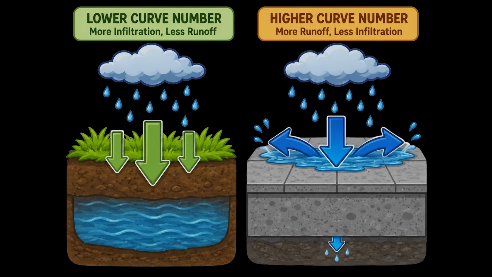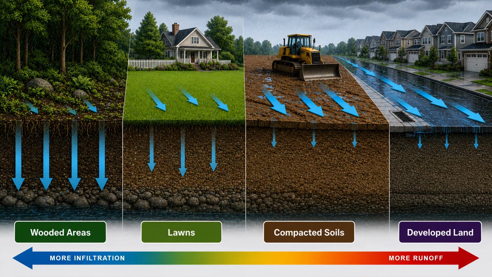In practical terms, a lower curve number generally means more rainfall is expected to infiltrate into the ground, while a higher curve number means more runoff is expected. That makes it a convenient tool for comparing different site conditions, such as wooded areas, lawns, pavement, compacted soils, or developed land. While it won't capture every detail of how water moves across a site, it gives engineers and modelers a solid, reliable starting point for estimating stormwater runoff.